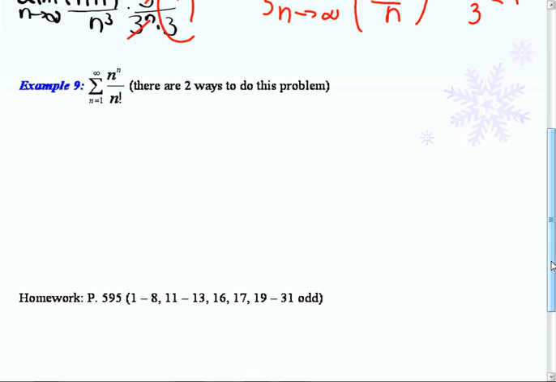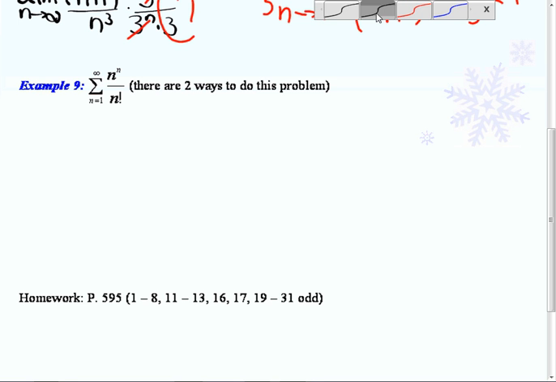I didn't like that question on multiple choice. Okay, so let's do this one. I don't know which is bigger, n to the n or n factorial. Well, if that's the case, then I could say divergence. But let's do the ratio test and see what we come up with.